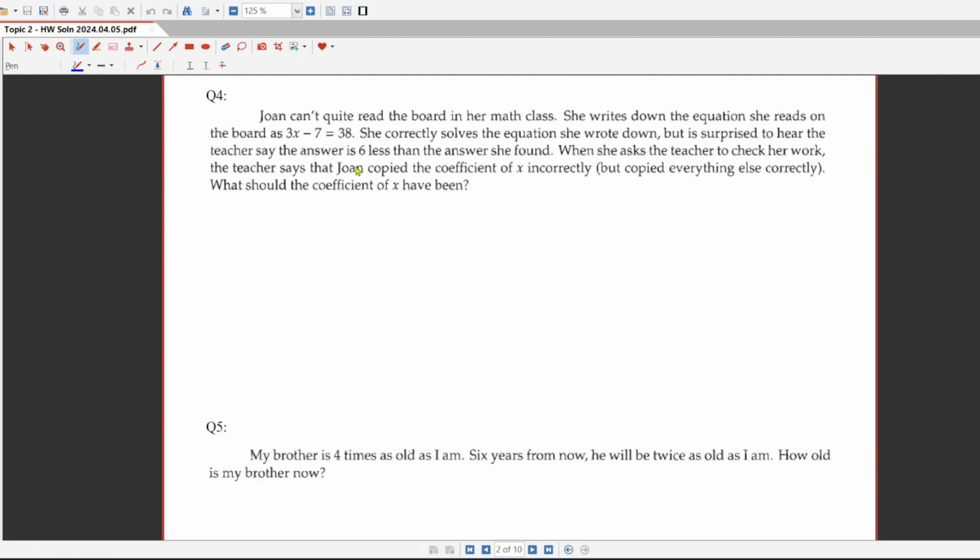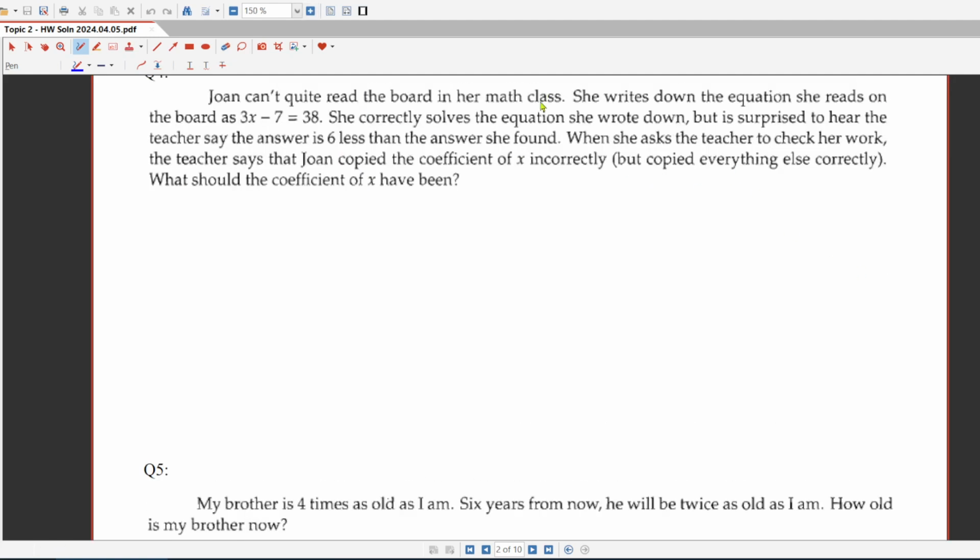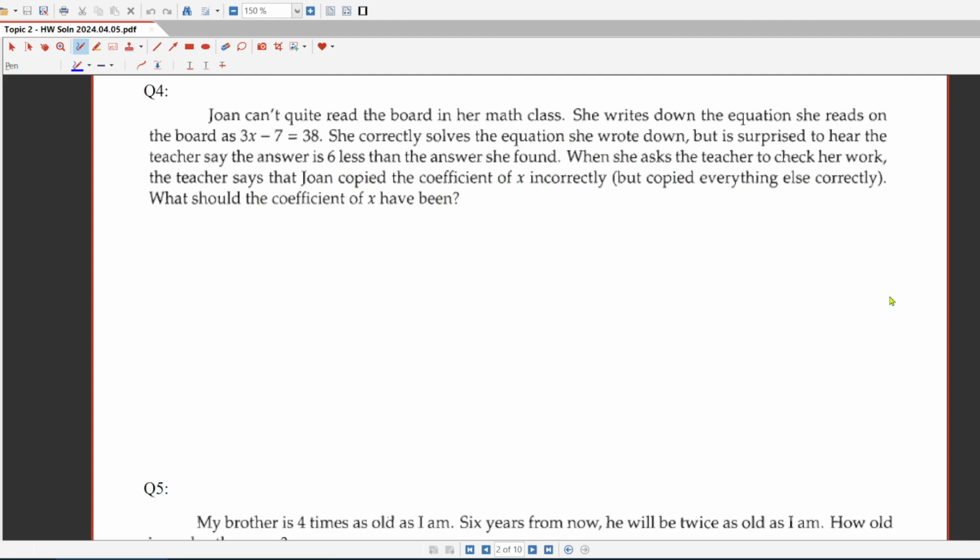Joanne can't quite read the board in her math class. She writes down the equation she reads on the board as 3x minus 7 equals 38. She correctly solves the equation she wrote down, but is surprised to hear the teacher says the answer is 6 less than the answer she found. When she asks the teacher to check her work, the teacher says Joanne copied the coefficient of x incorrectly, but copied everything else correctly. What should the coefficient of x have been?